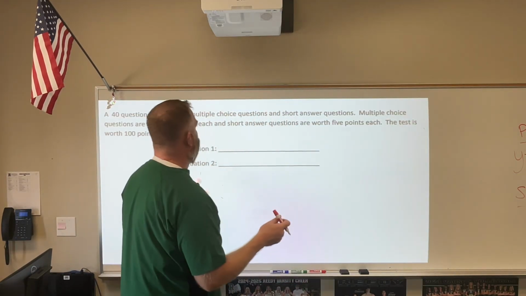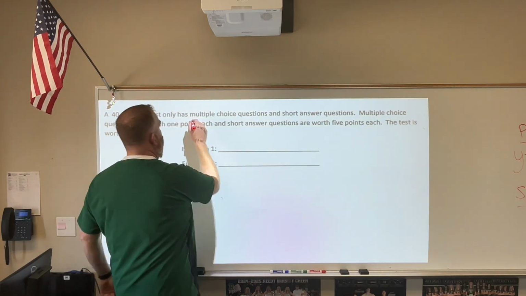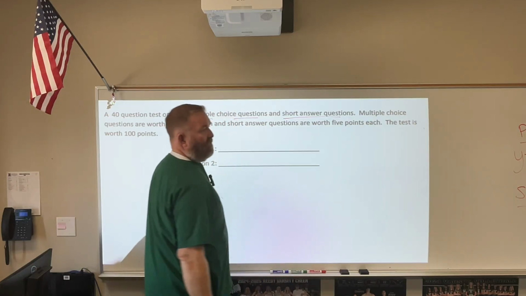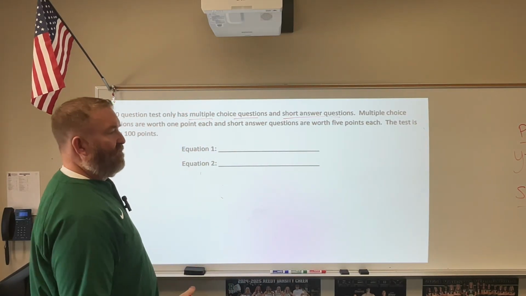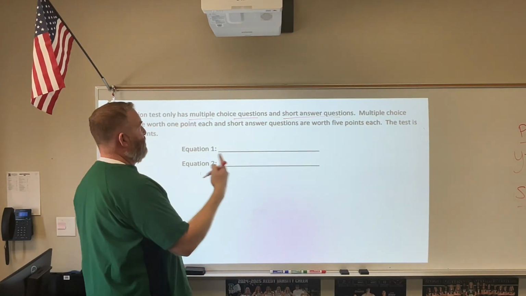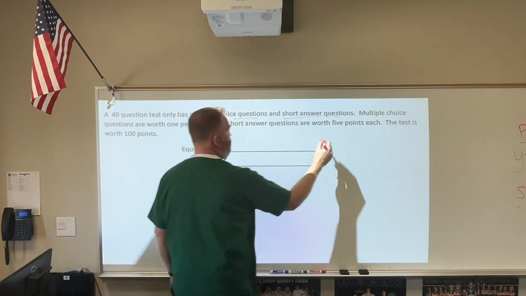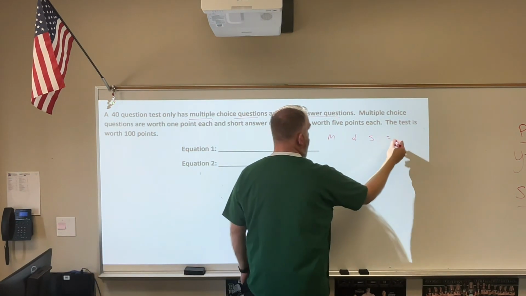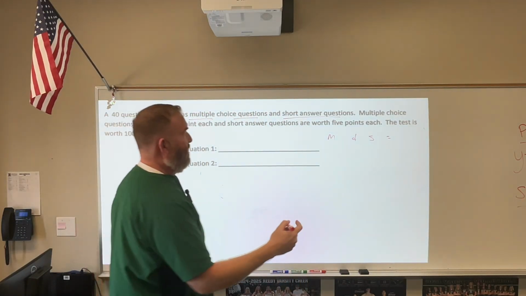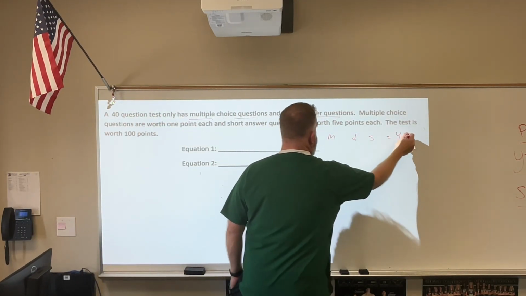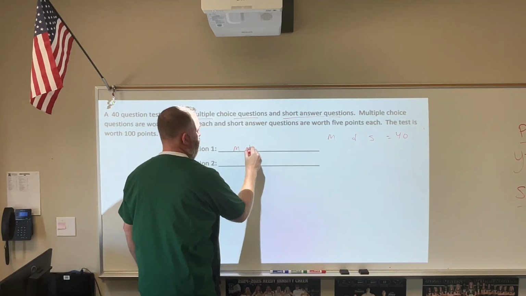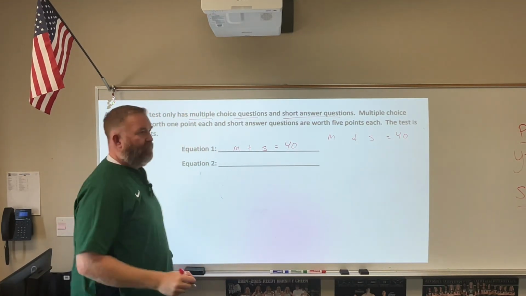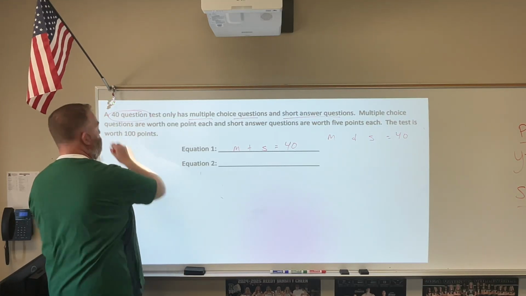So let me ask you this. What kind of questions do we have? We have multiple choice questions, and we have short answer questions. So if we have multiple choice questions, we have M and we have S, and we have a total of 40 questions. So there's my first equation: M plus S equals 40. That's this right here, 40 questions.